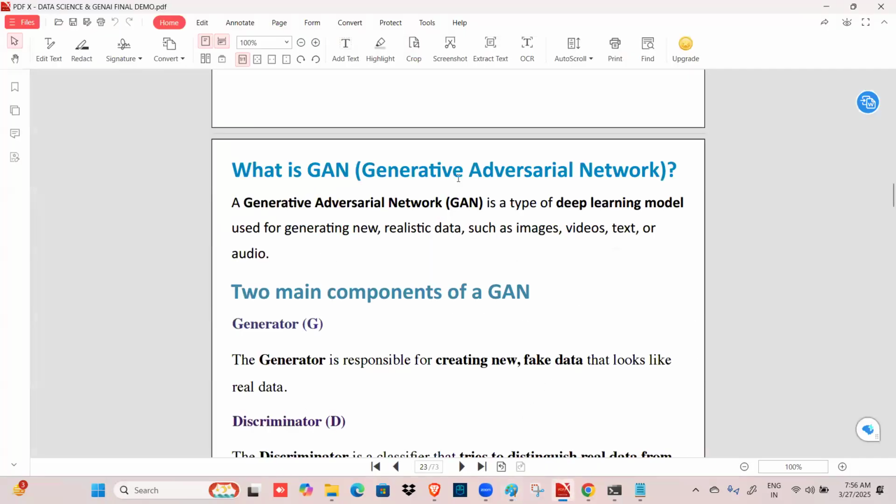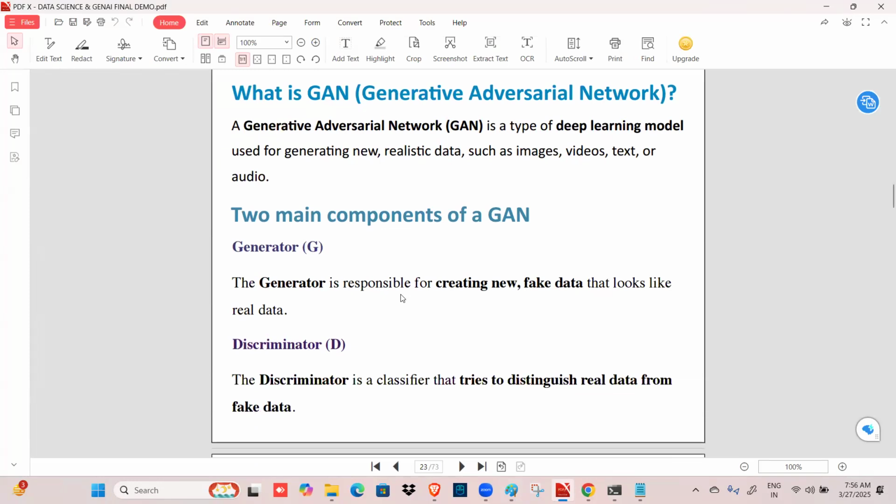So what is a GAN? A generative adversarial network is a deep learning model, just like CNN and RNN, used for generating new realistic data such as images, video, text, or audio. The two main components of GANs are the generator and the discriminator. The generator is responsible for creating new content, which we call fake data that looks like real data. It creates a new image, which we call fake, and this image looks like a real image. The discriminator's role is to distinguish between real and fake data. So the generator creates a new image, and whether that image is real or fake is decided by the discriminator.